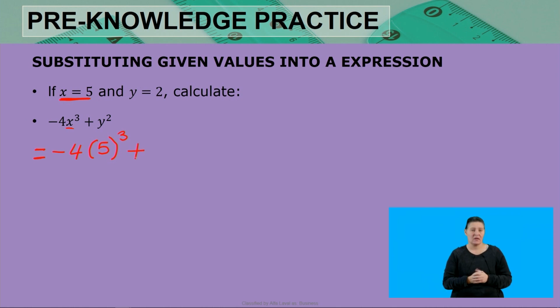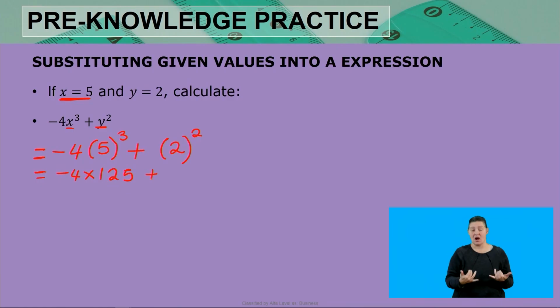We are adding this to y squared. So I'm going to open my bracket, and what am I going to put there in the place of y? I'm going to place a 2, and close that bracket. The y has been squared, so we are also going to square that number. That is now negative 4 multiplied by 125, because that is 5 cubed. Remember, 5 cubed means 5 times 5 times 5.